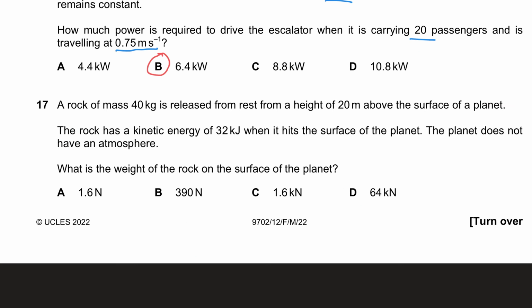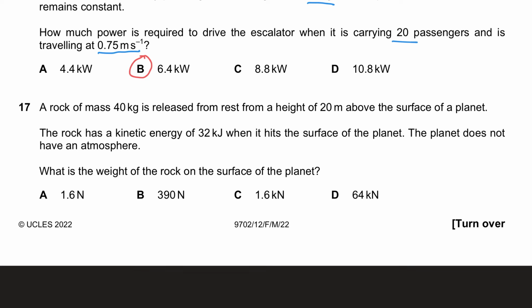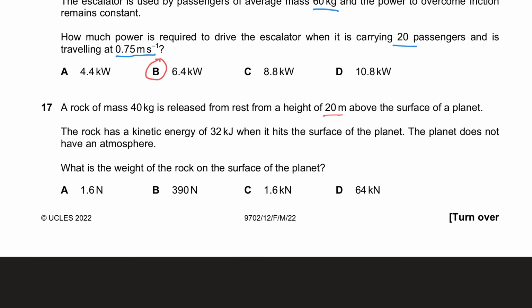Question number 17 says, a rock of mass 40 kilograms is released from rest from a height of 20 meters above the surface of a planet. The rock has a kinetic energy of 32 kilojoules when it hits the surface of the planet, which does not have an atmosphere. What is the weight of the rock on the surface of the planet?